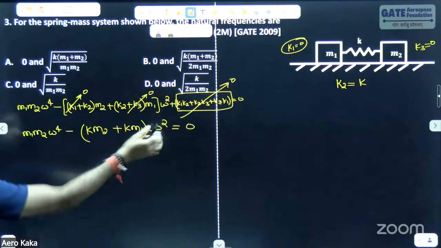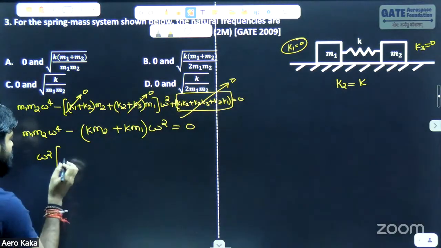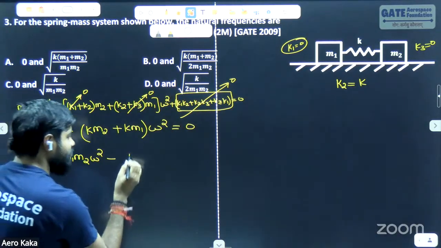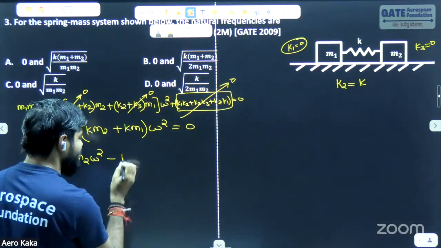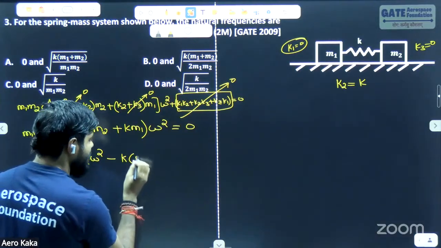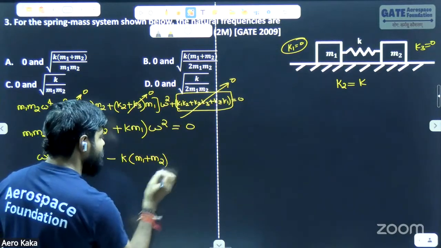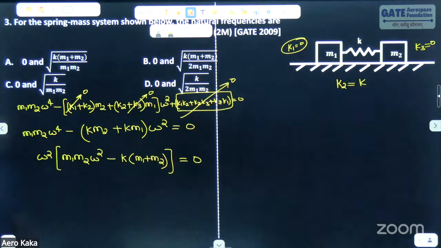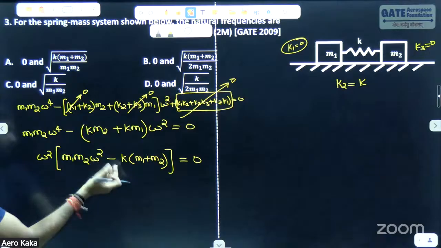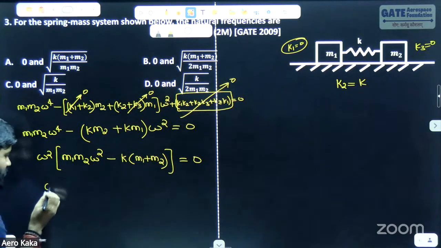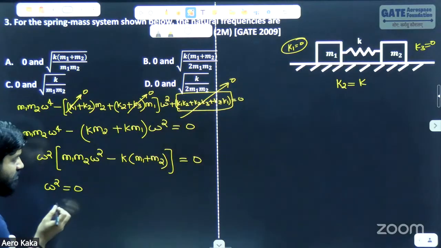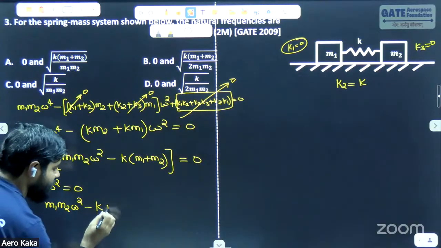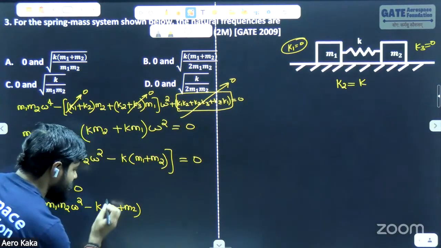Okay. What is common? Omega square is common now here, so you can take omega square common. It means omega square times (m1 m2 omega square minus how much? k m1, or I can take k as common here, if you don't mind, I can write m1 plus m2). Are you agreed? Shall I write it in this fashion or not? So just figure out what the omega values are here. One value from here: omega square is equal to 0, and another one is m1 m2 omega square minus k (m1 plus m2) is equal to 0.